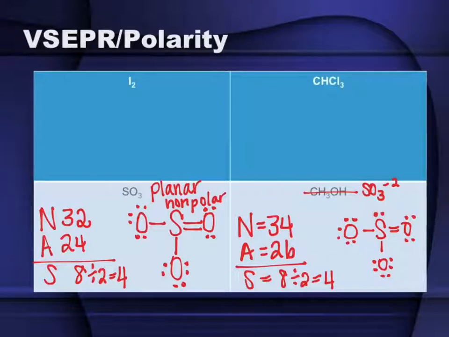Remember he talked about expanded octets? There are just some atoms that will go from 8, they will take into 12 electrons. That is more AP Chem than what we'll talk about here. So this time, what is its shape? It's no longer planar, it's a pyramid. It's pyramidal. And now it's polar. So 2 electrons made it change its shape and its polarity.